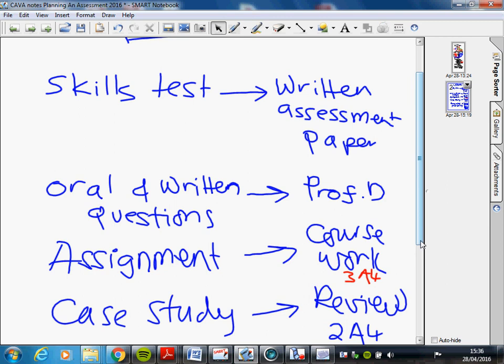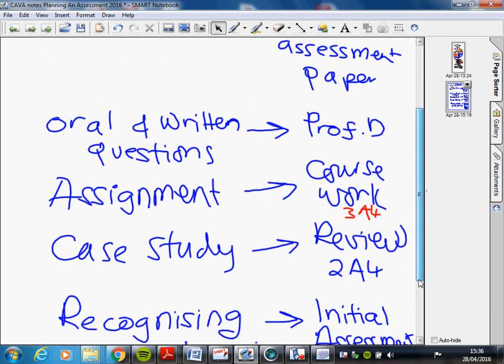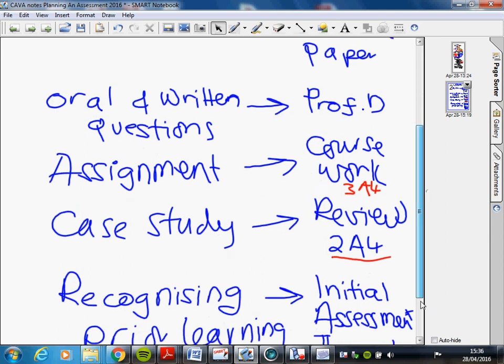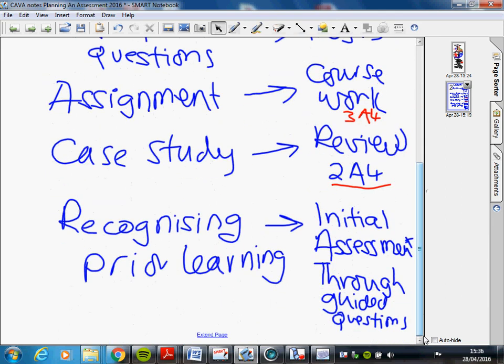And you can use a case study. A case study, this is whereby you give them some stories of what happened in real life, and they can do a review of the case study and give you feedback, and maybe they give you 2 A4s. Then you can also use what we call recognizing prior learning by way of initial assessment. Prior learning is always picked up at initial assessment. This is why initial assessment is a very critical part of the assessment process.